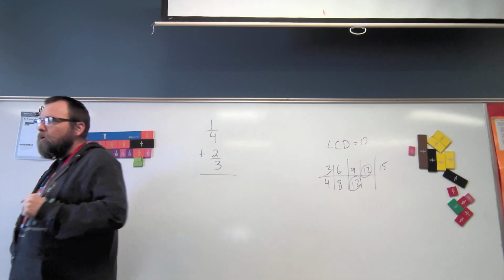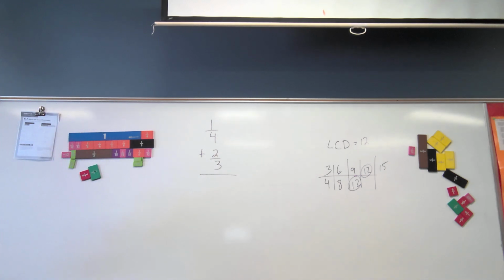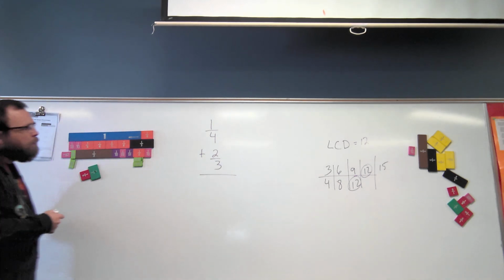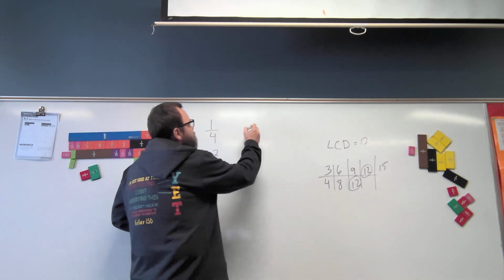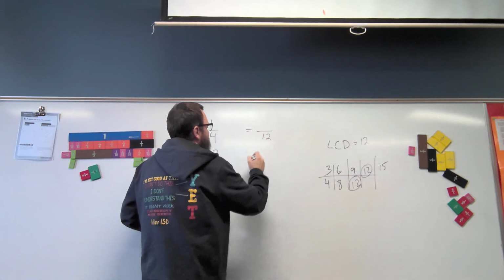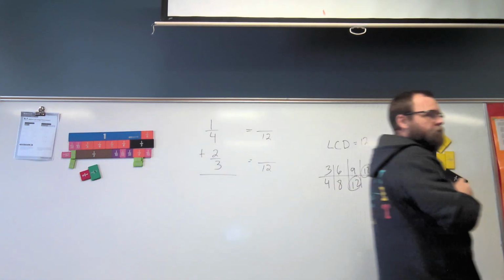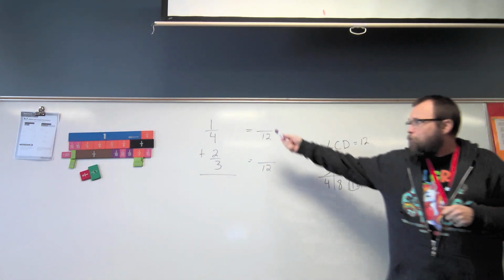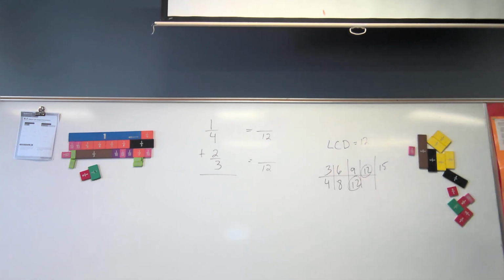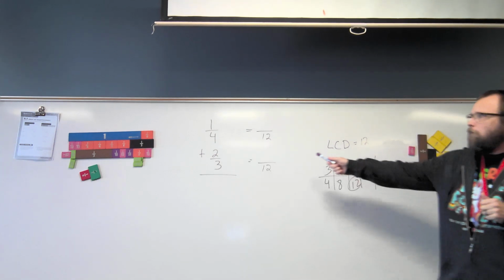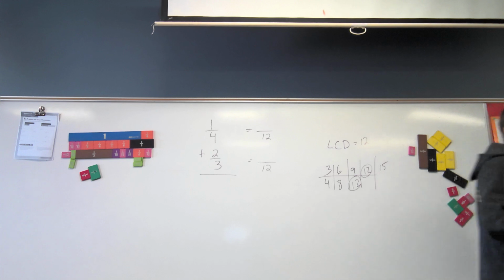Now what we do once we get the common denominator is we want to make equivalent fractions with that denominator. We are not going to change the value. So whatever we put here is going to have to be equal to 1/4. Whatever we put here is going to have to be equal to 2/3.